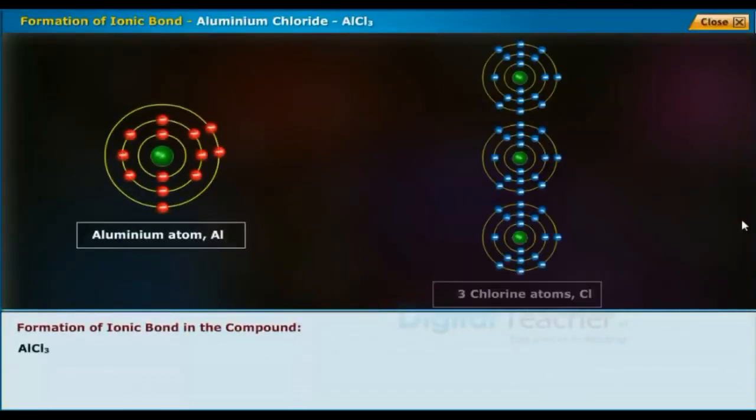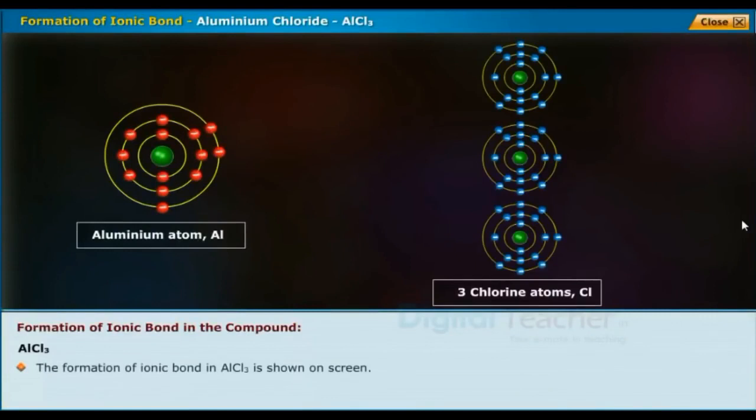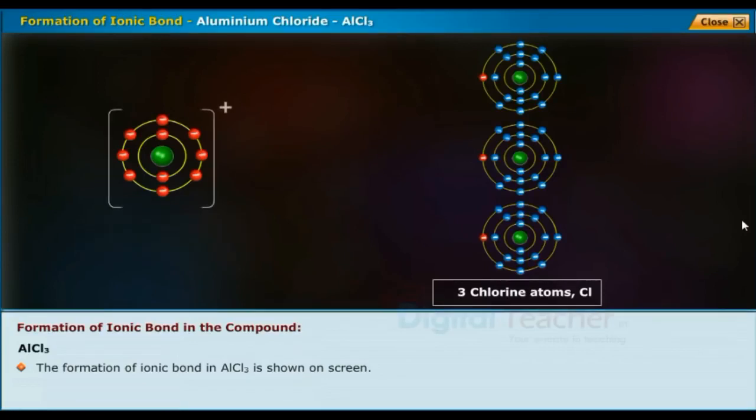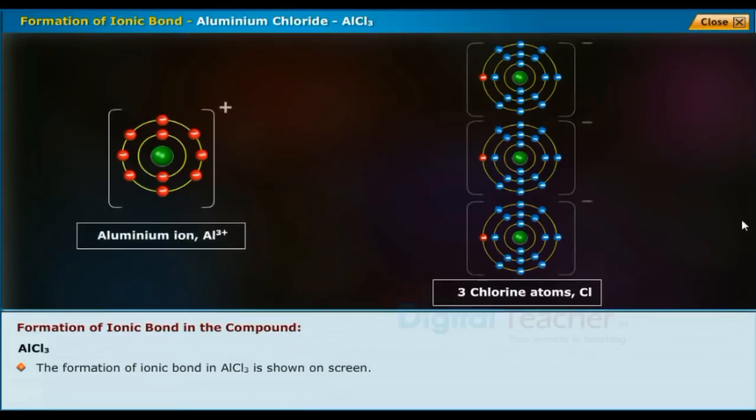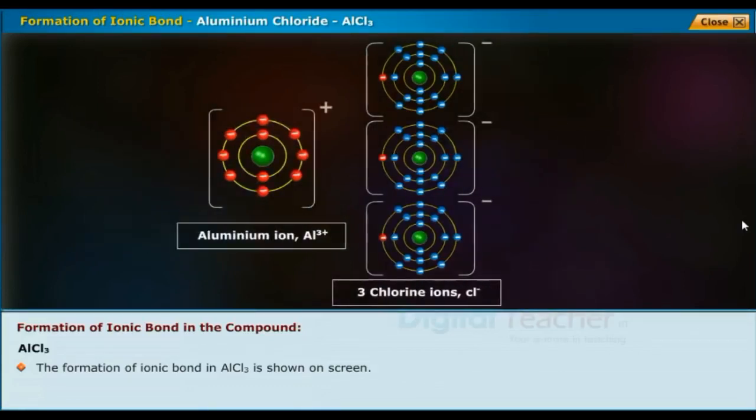Aluminum chloride. The formation of ionic bond in aluminum chloride is shown on screen. Each aluminum atom loses 3 electrons and 3 chlorine atoms gain them, 1 electron each. The compound aluminum chloride is formed when its component ions combine by electrostatic forces of attraction.